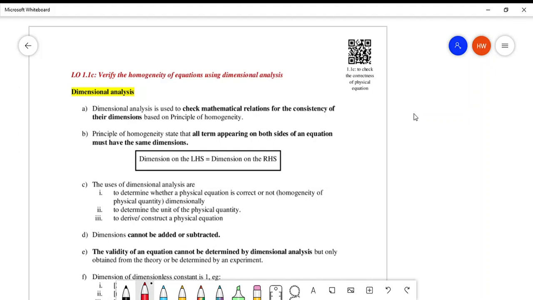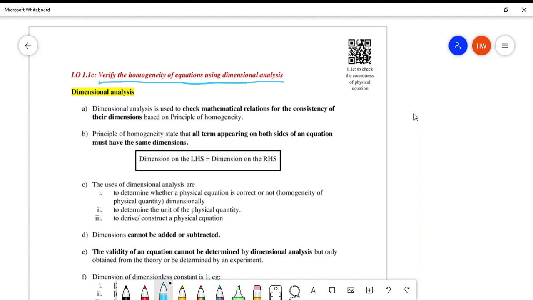Okay, so let's continue to LO 1.1c. You need to know how to verify the homogeneity of equations using dimensional analysis. What is dimensional analysis? It's a method used to check the mathematical relations for the consistency of their dimension based on the principle of homogeneity.